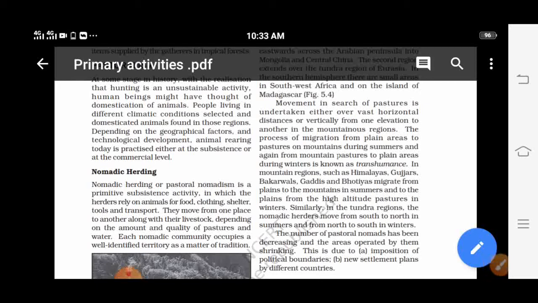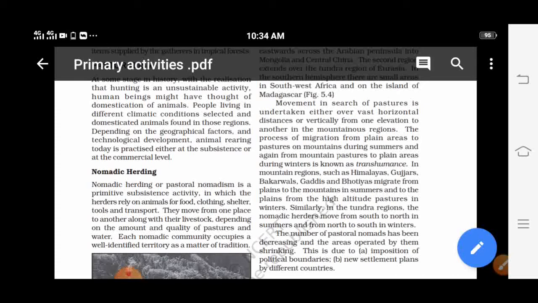Now things have changed. Technology has come up, nobody wants to do nomadic herding and survive. It doesn't yield much money, so the ultimate result is that they are changing their lifestyle. Some of the areas have imposed political boundaries which do not allow nomadic herders to cross that area and go to another political boundary and make their domestic cattle graze out there. And also there are settlement plans. Countries are developing, expanding, urbanization is happening, so there is today a lack of pastures.